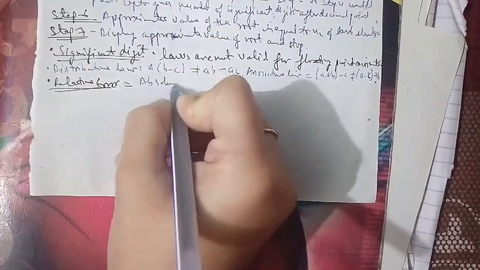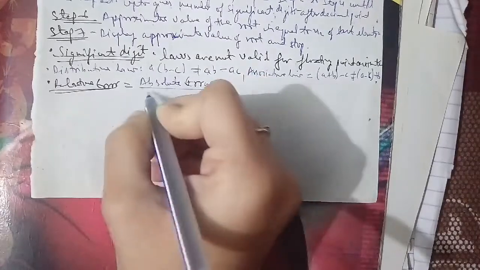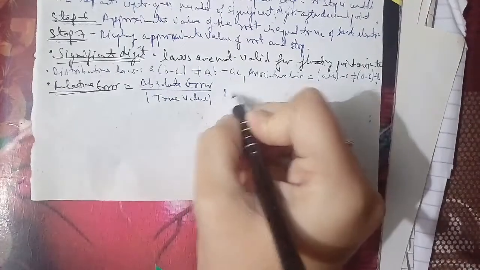Relative error is the ratio of absolute error and true value. Relative error equals absolute error upon true value. And the question is, what do you mean by truncation error? What is rounding error? What is machine epsilon? So we discuss one by one.